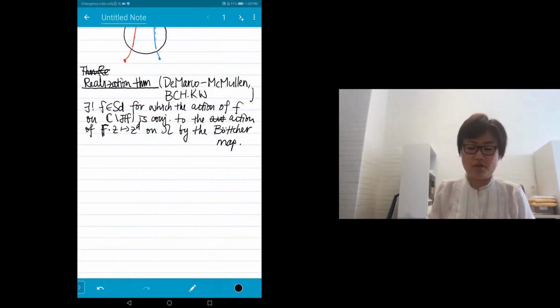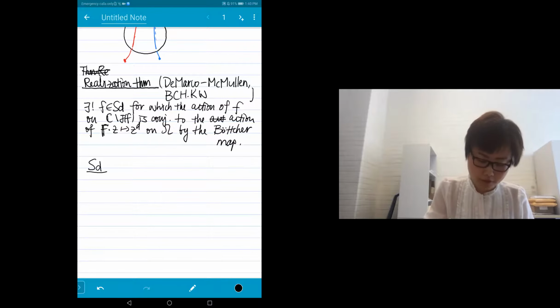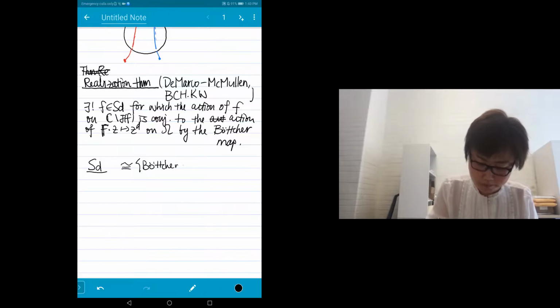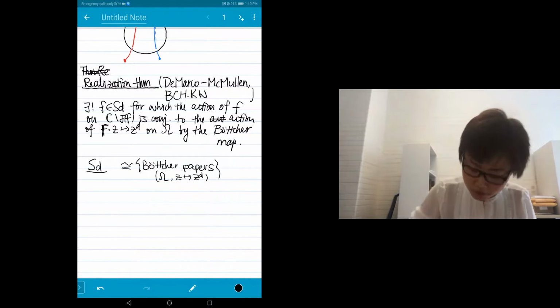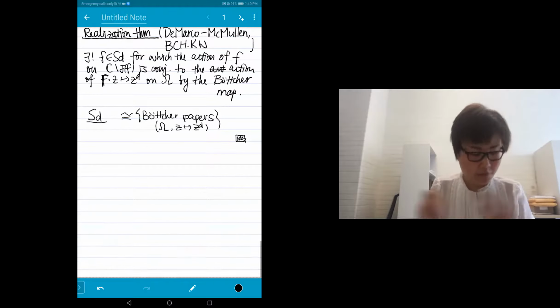Okay, so that is to say the space of polynomials in the shift locus, or simply the shift locus, is holomorphically isomorphic to the space of butcher papers. And this is just omega and z goes to z to the d. Okay, so this is the story about big surfaces.